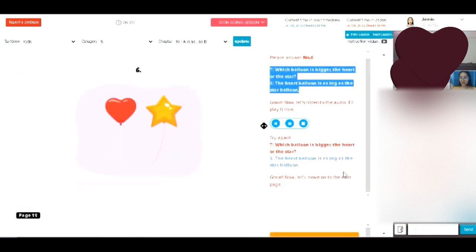Which balloon is bigger, the heart or the star? The heart balloon is as big as the star balloon.